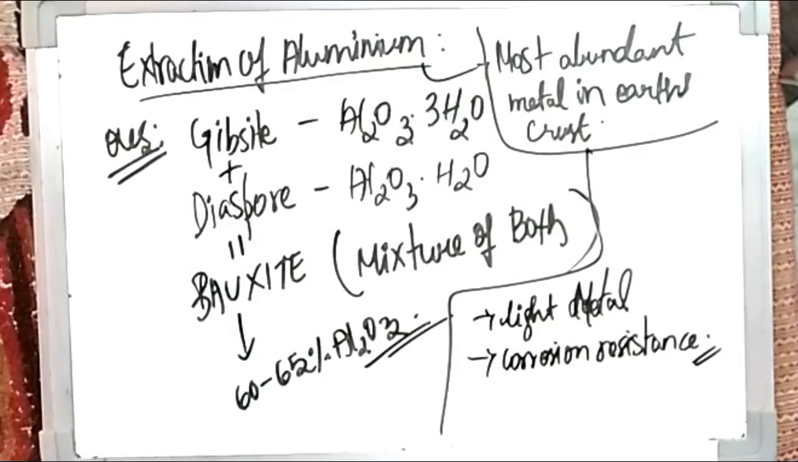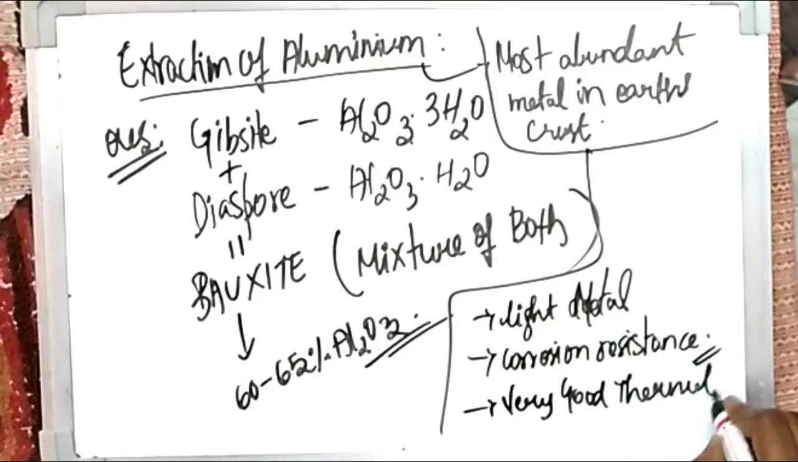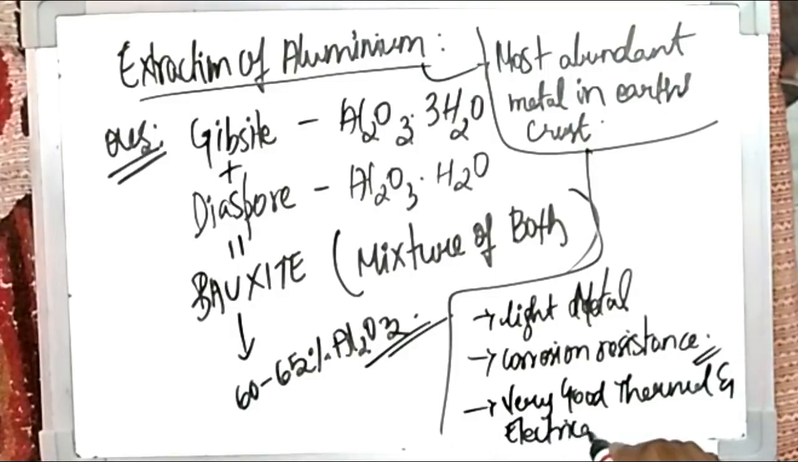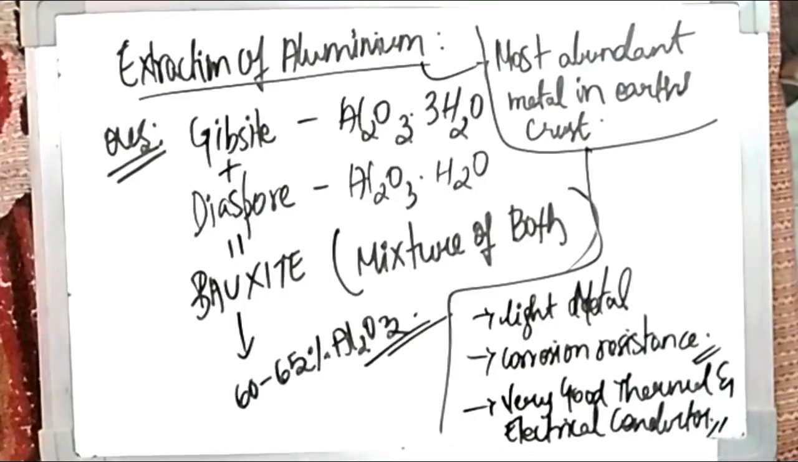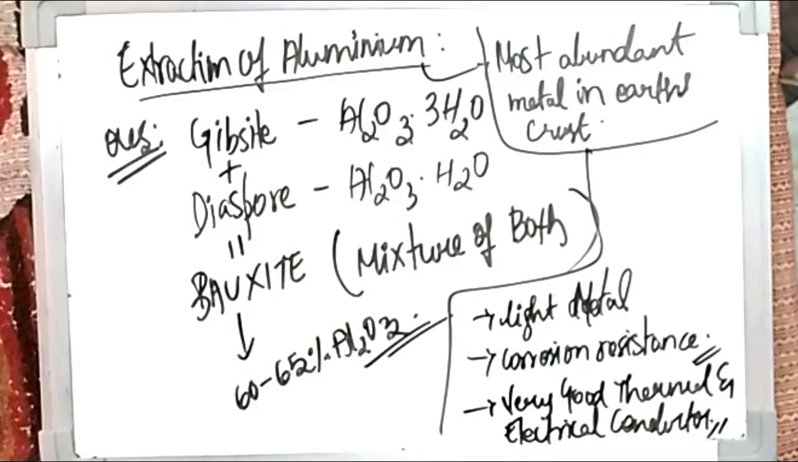That's why we can see more and more applications of aluminium at room temperature. It is also a very good thermal and electrical conductor. Usually copper is used, but copper is a bit costly, so in the absence of copper, aluminium is used.